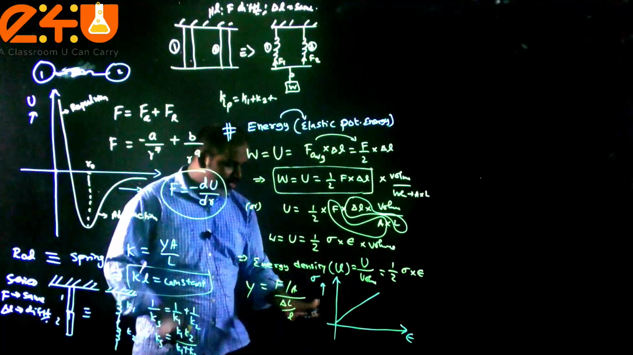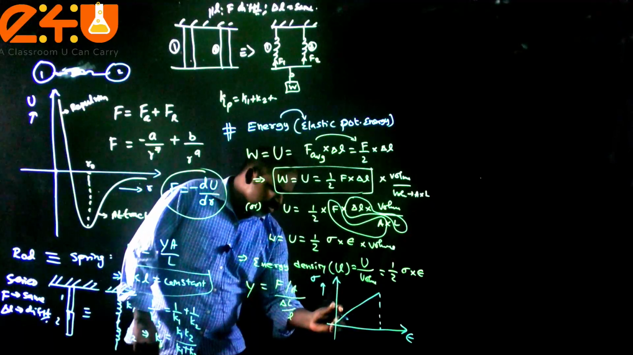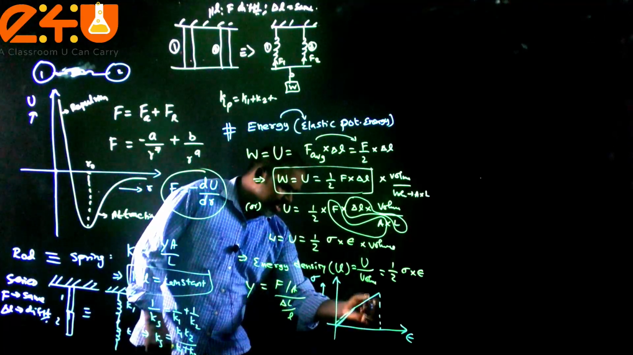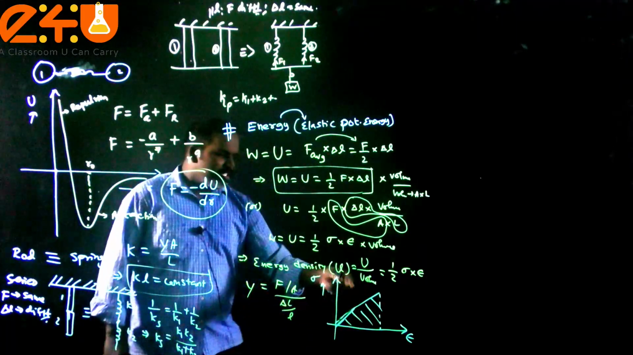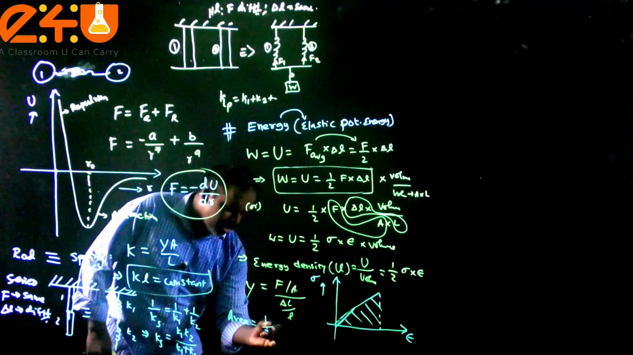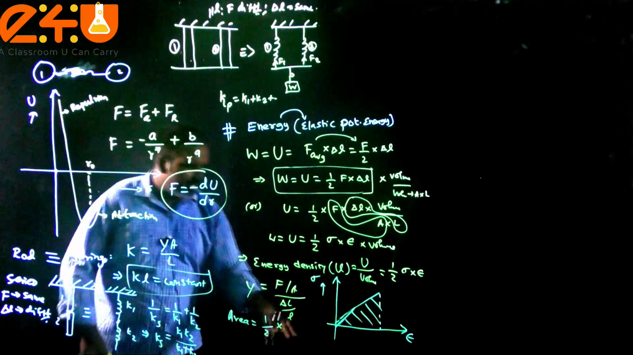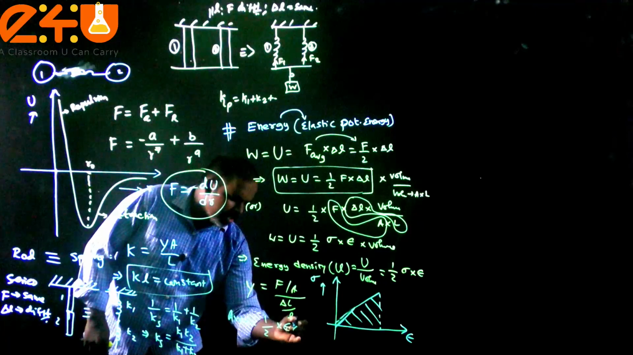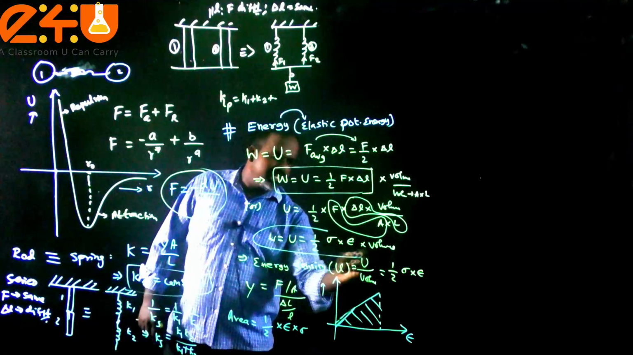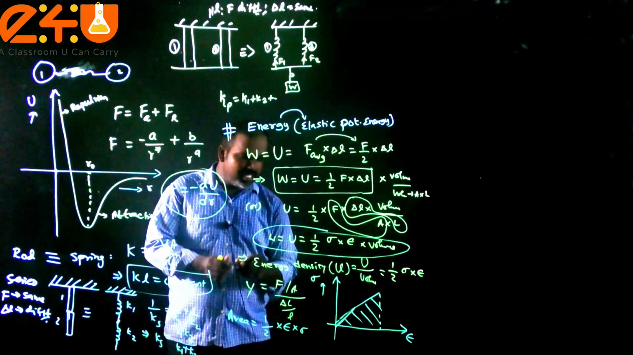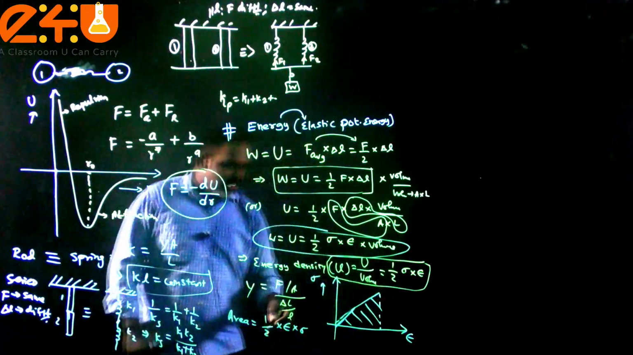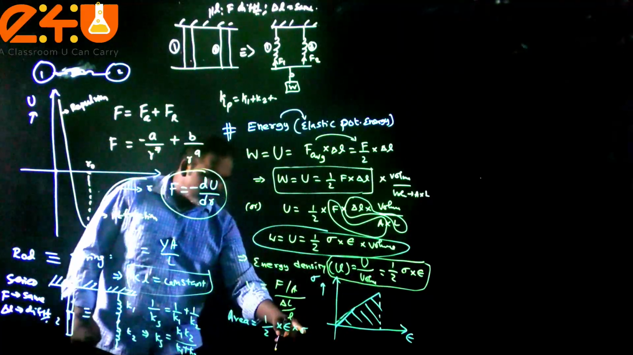Here, the area. For example, consider this graph passing through the origin. The area under this sigma versus epsilon curve is triangular, so the area is half into base into height, that is half into epsilon into sigma, strain into stress. This is the energy density formula we highlighted here: 1 by 2 sigma epsilon.